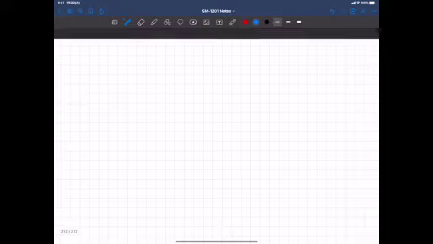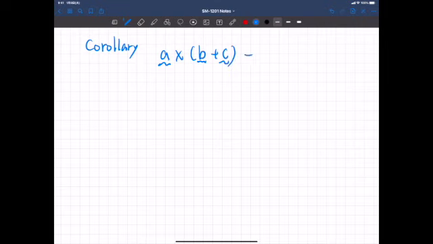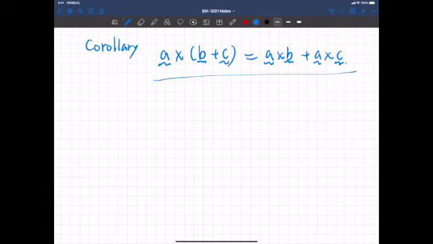Another corollary is this. A cross (B plus C), this is a distributive law, is A cross B plus A cross C. You should be able to prove this in either way. You can just calculate this directly using the definition of cross product and vector addition, or you can use the property of determinants, which we have proved in a previous lecture.